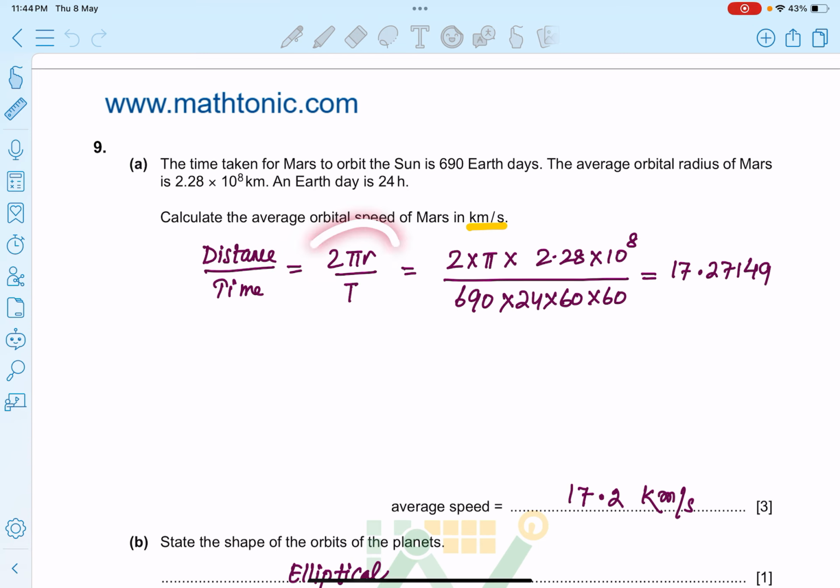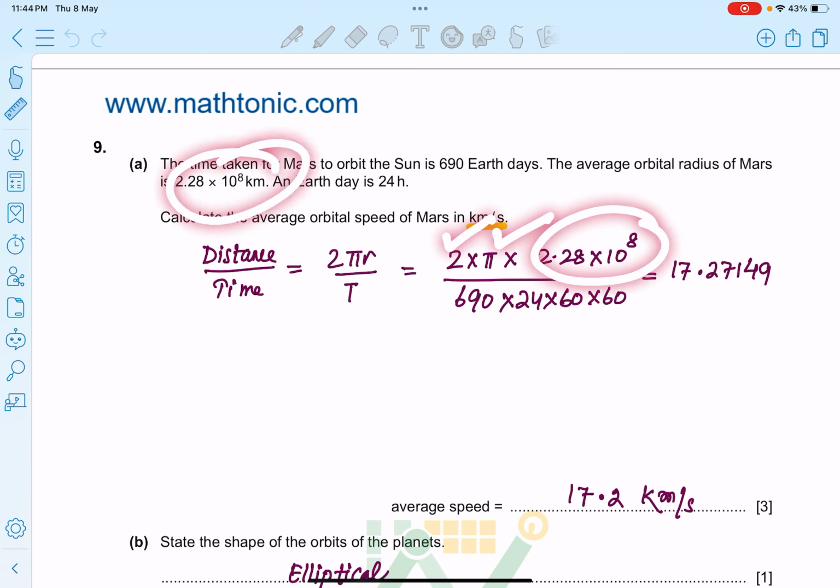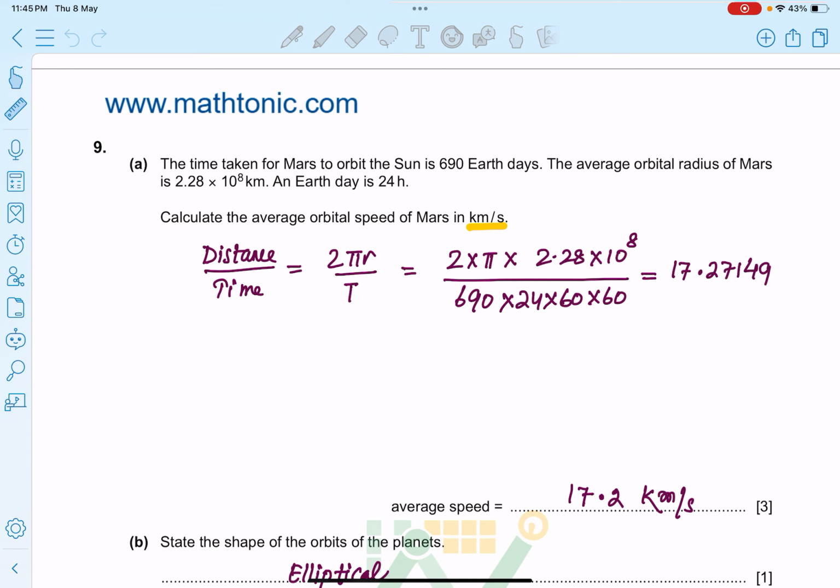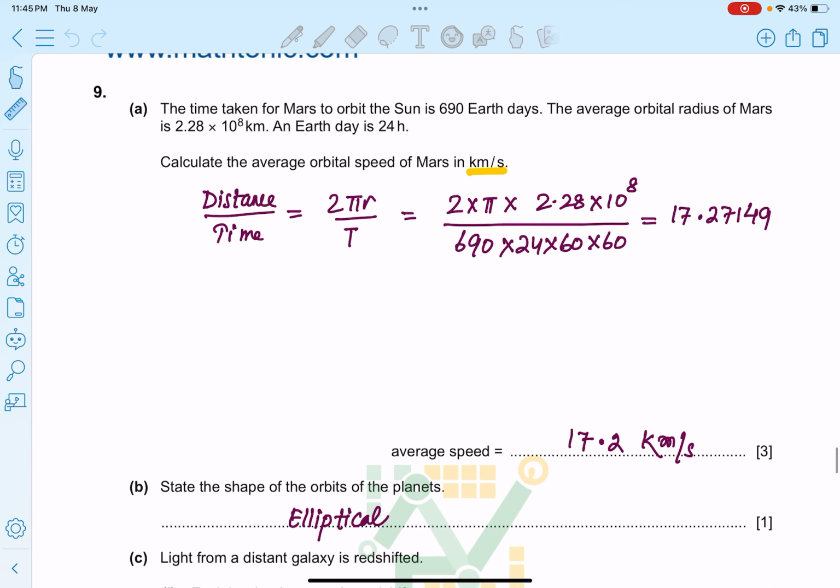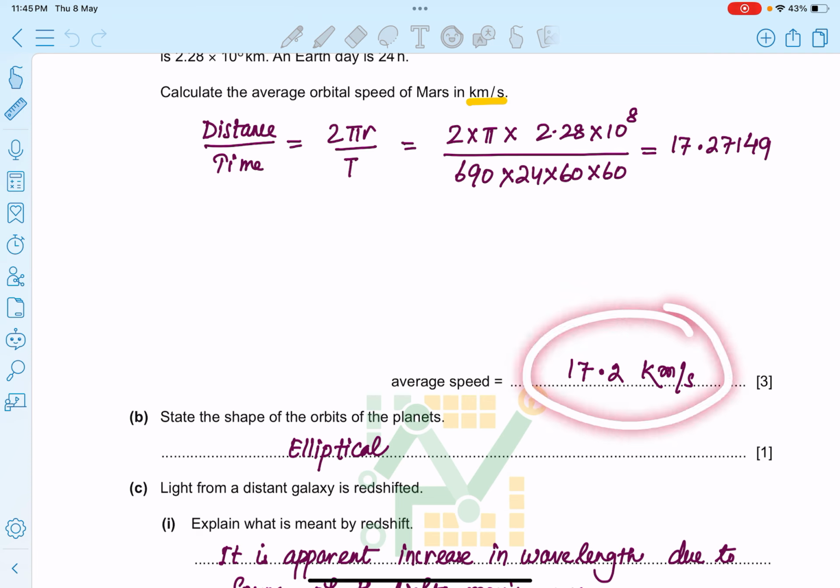You have to remember the formula: speed is distance over time, and orbital speed is 2 pi r over t. This is 2 times pi, and the radius is given as 2.28 times 10 power 8. And be careful, the answer is required in kilometers per second, so I need to convert 690 days to seconds. 1 day is 24 hours, 1 hour is 60 minutes, and 1 minute is 60 seconds. Keep multiplying and it will be converted into seconds. When you put this in the calculator, you get 17.27, which to 3 significant figures or 1 decimal place is 17.2 kilometers per second.